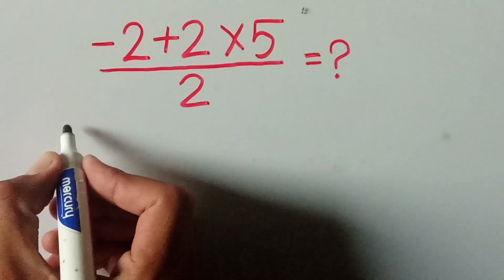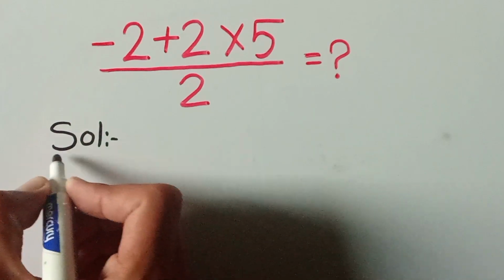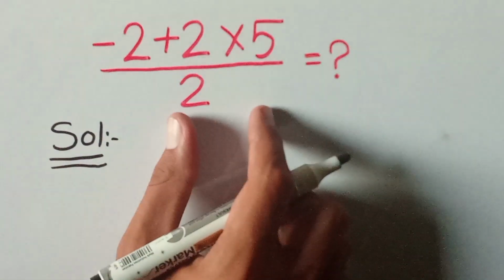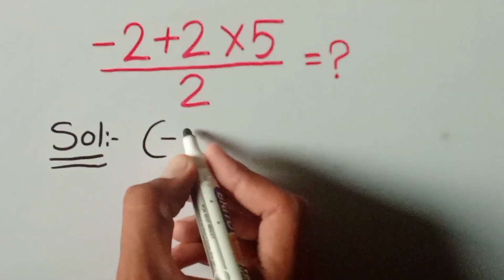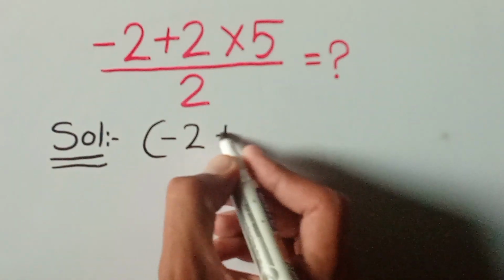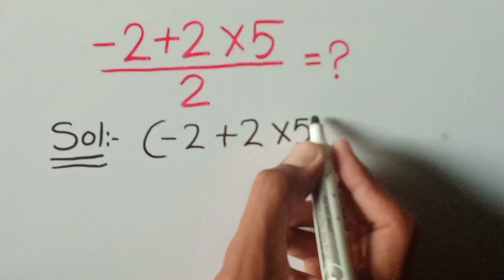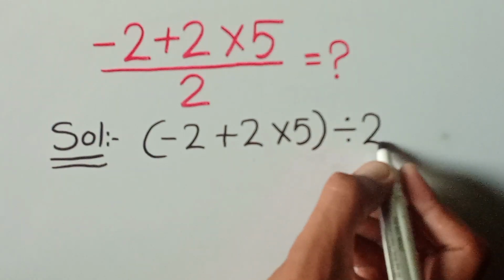So guys, our solution is: firstly, I can write this in this form: parentheses, minus 2 plus 2 times 5, close parentheses, divided by 2.